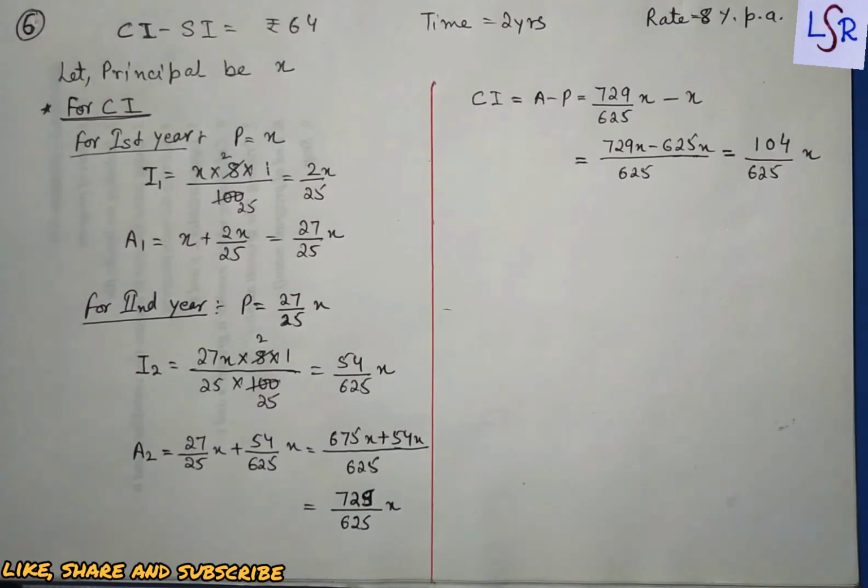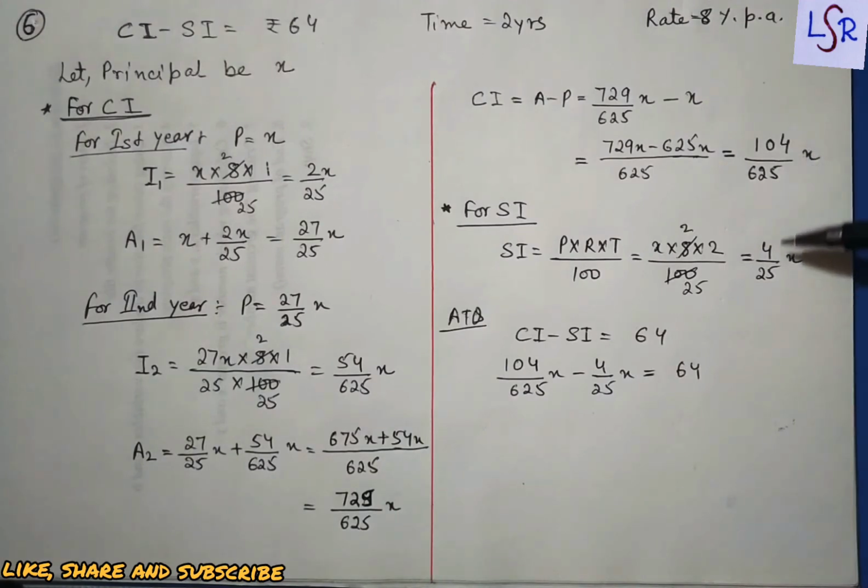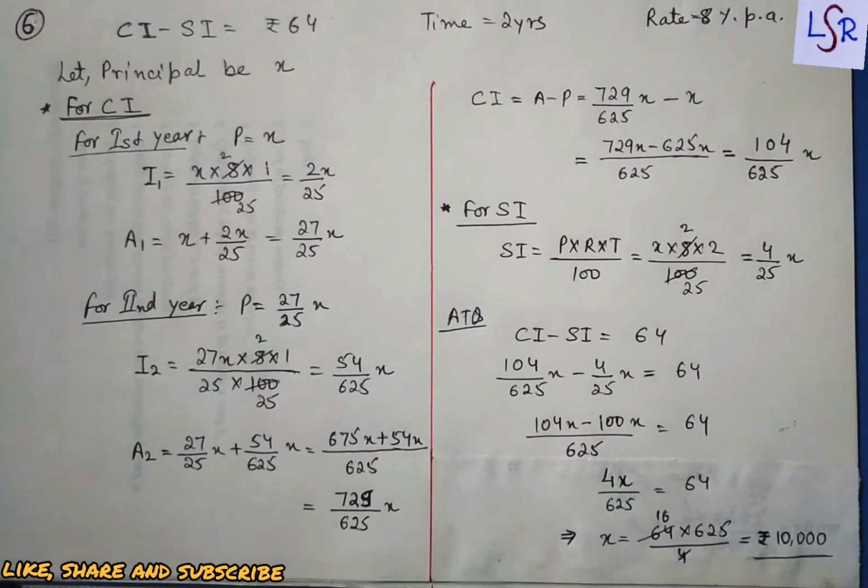Now for the SI, we get 4 upon 25 x as the value of SI. Now in the question we have been given that the difference of these two is 64. So according to the question we get the difference of these two as 64. Now we will solve for x. On solving for x we finally get 10,000 rupees as the sum for this question. Now let's go for the next question.